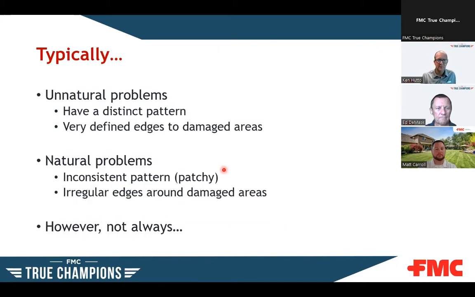Typically, as we talk about problems, you have unnatural problems and natural problems. Another way to look at that is, you may have heard the term biotic stresses. Biotic stress is a natural problem. Typically, these occur in inconsistent patterns.